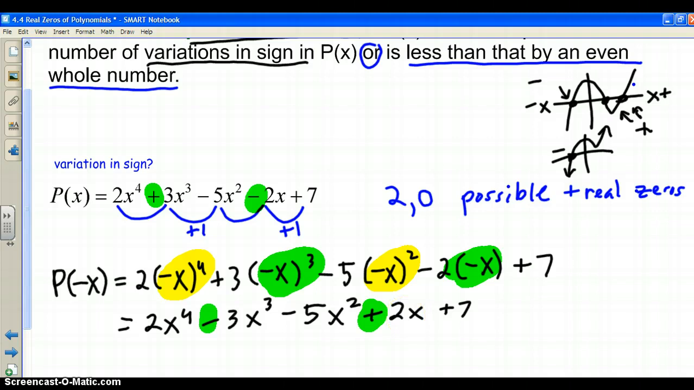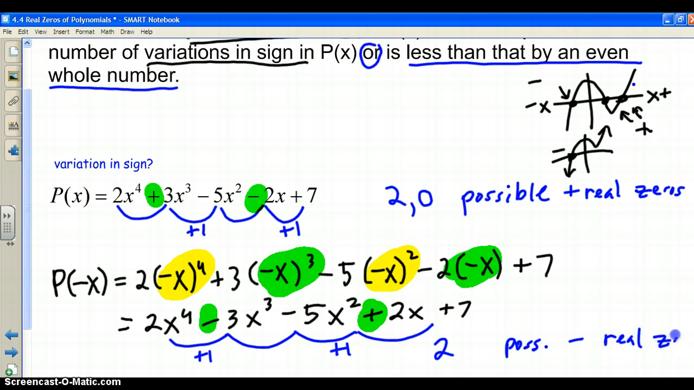Okay, so let's redo the number of sign changes. To find the possible negative zeros, this is what we do. So I'll count it out. So let's see, positive to negative, that's one sign change. Negative to negative, no sign change. Negative to positive, that's a sign change. And positive to positive, no sign change. So there are two possible negative real zeros. Or less than that by an even number, so 2 or 0 possible negative reals.